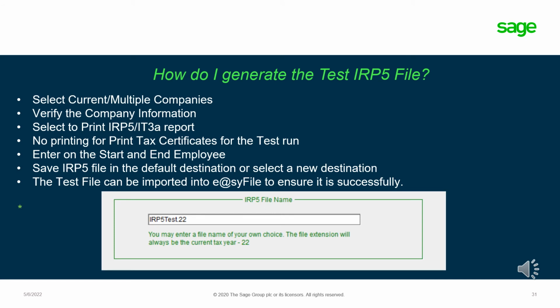The IRP5 file name will default to IRP5 test.22. The name of the file can be changed, and it is suggested to be changed if the test run will be created in the same directory for multiple companies with different pay-as-you-earn numbers, to avoid any confusion. We thus advise that you change the name in the front so that the extension remains IRP5.22. An example will be Company 001 IRP5 test.22. No spaces in the name.